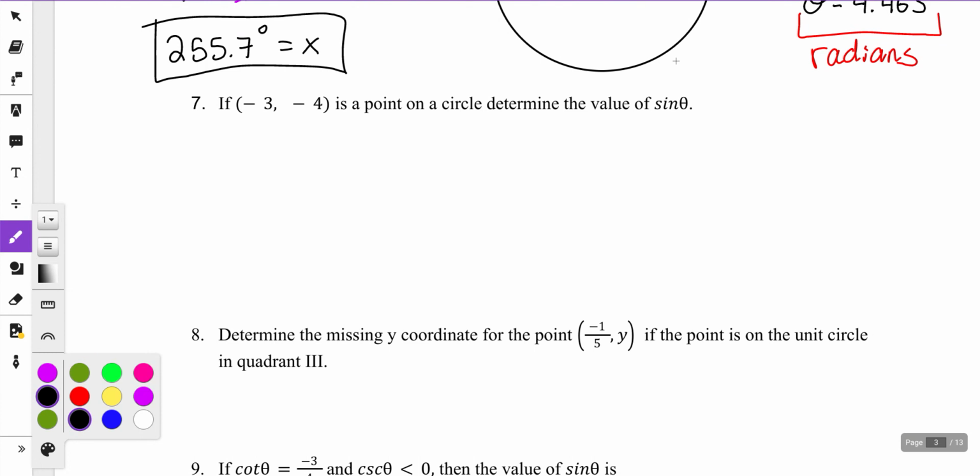Okay, number 7. If (-3, -4) is a point on a circle, determine the value of sine theta. Okay, let's make this very clear. I am not looking for theta. It did not ask me for an angle. It asked me for sine theta. Sine of theta equals your y value divided by your r value. It is not asking for an angle. It did not say find theta. It wants you to find the ratio sine theta. Your y value divided by your r value.